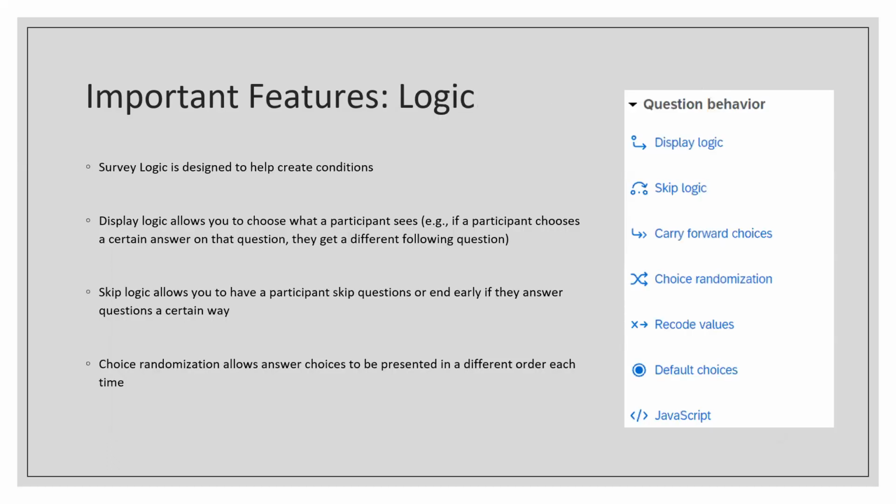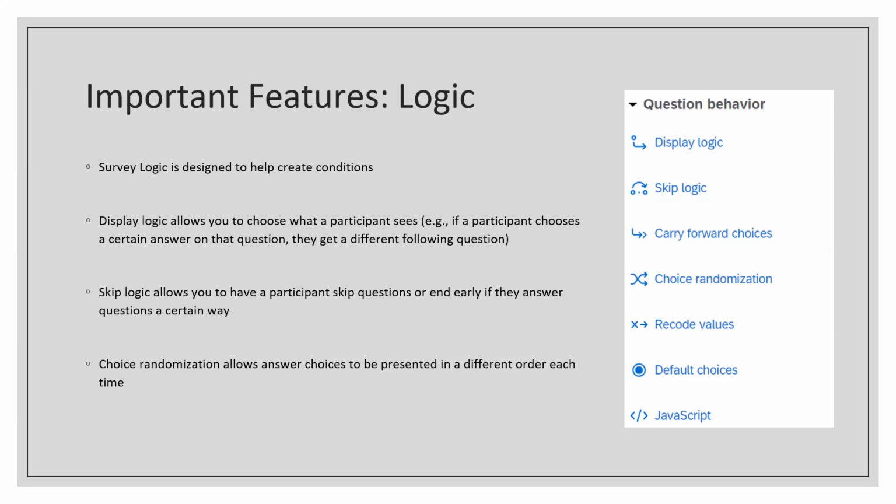Another important feature, when you're entering your question, in the sidebar there's an option called question behavior. And this is how to create conditions. If participants answer a certain way, if they choose a specific response, you can choose display logic, which means they'll be displayed a certain question only if they answered a certain way on the previous question. Skip logic is good if they answer a certain way and you want them to skip a series of questions based on their answer.